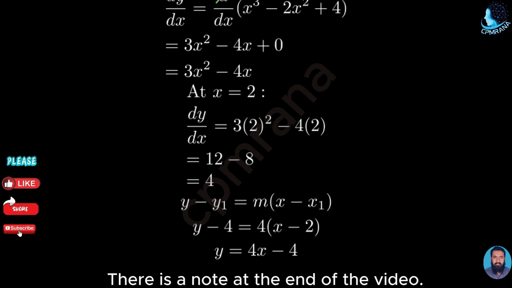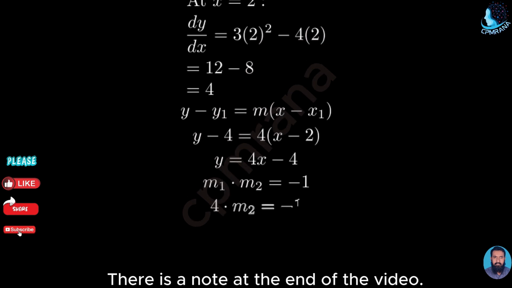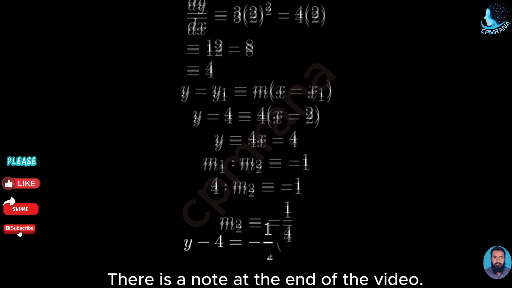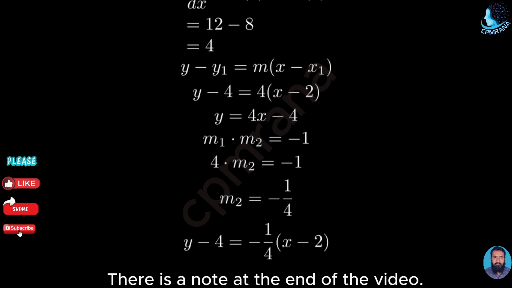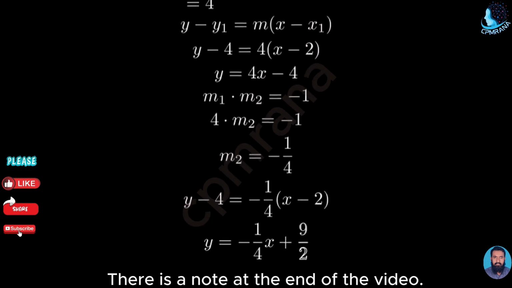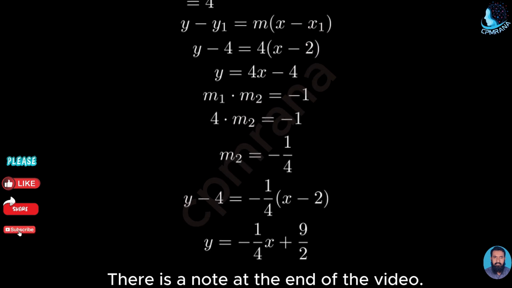Now for the normal line. Remember, the normal line is perpendicular to the tangent line. If two lines are perpendicular, their slopes multiply to give -1. So if the tangent slope is 4, the normal slope must be -1/4. Using the point-slope form again, we get y minus 4 equals -1/4 times x minus 2. Simplifying, we get y equals -1/4 x plus 4.5.